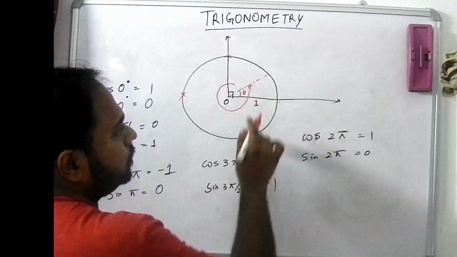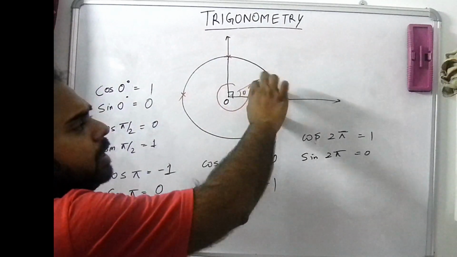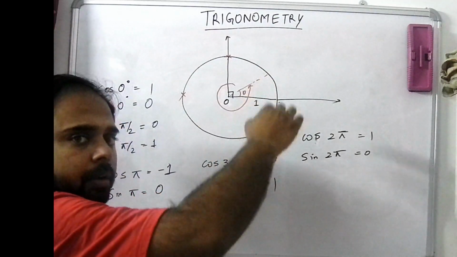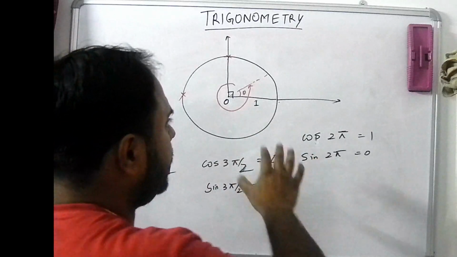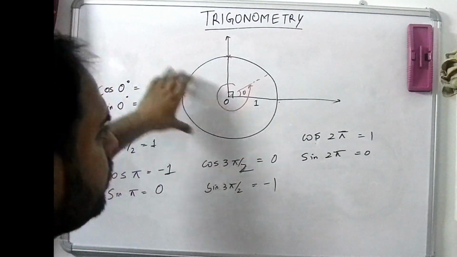Theta angle. So what happens is, if any angle crosses 360 degrees, then again we start a new circle, and the x coordinate and the y coordinate start repeating. So this is nothing but a sort of cyclic function that we can see. It's a cyclic function. Okay.